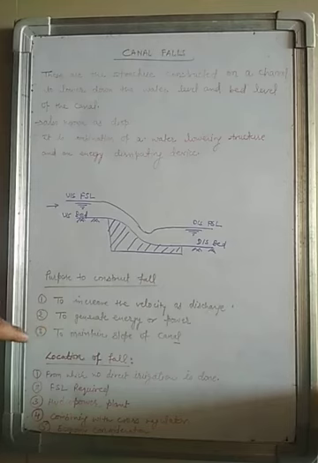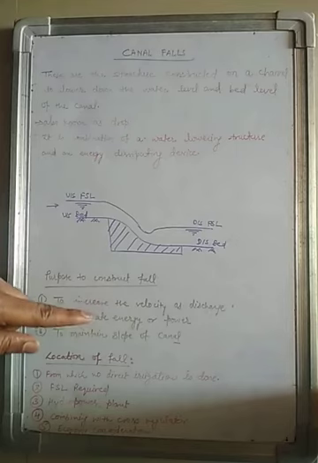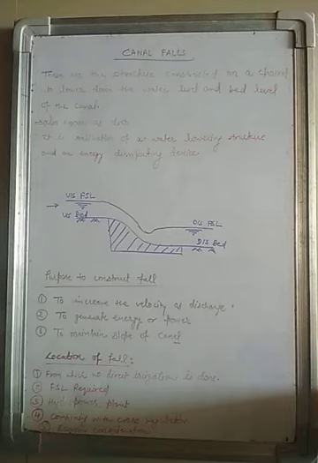The third one is to maintain the slope of the canal. To maintain the slope of the canal means canal falls are required when the natural slope of the ground along the channel alignment is steeper than the bed slope of the channel. So this is the purpose of constructing a fall.